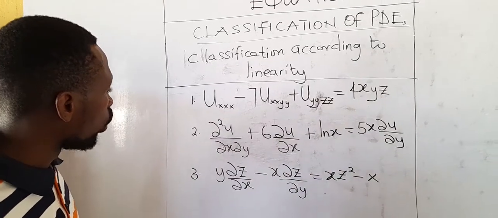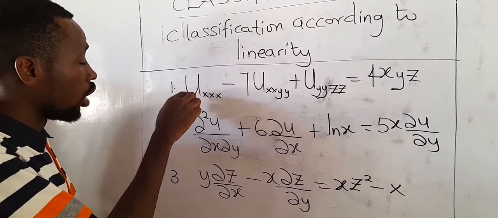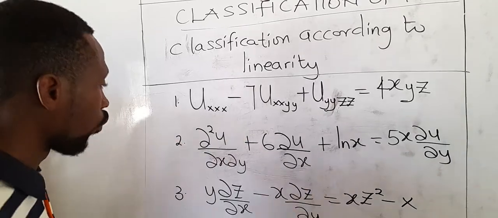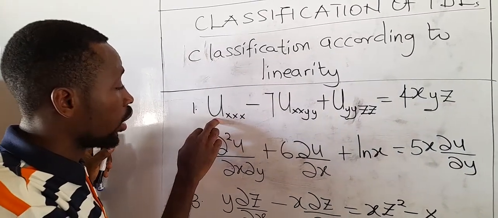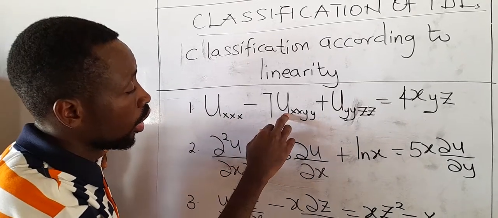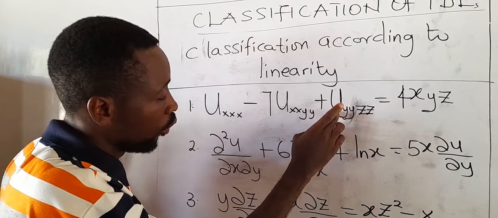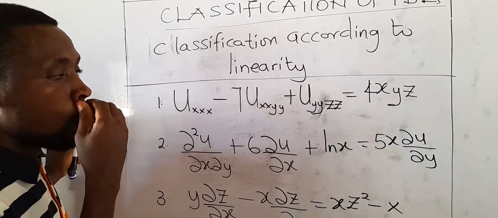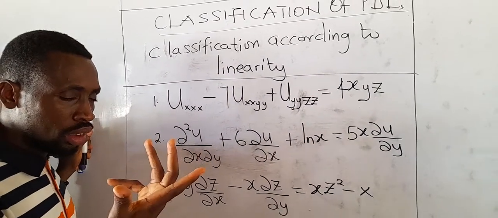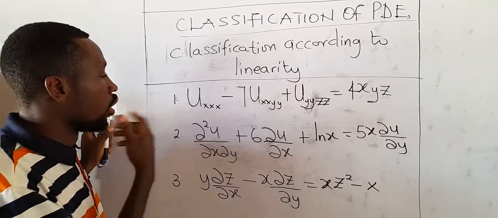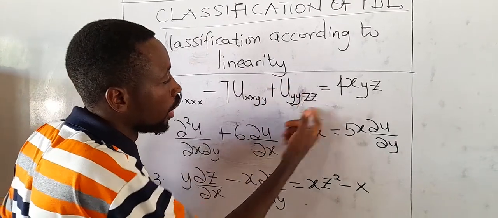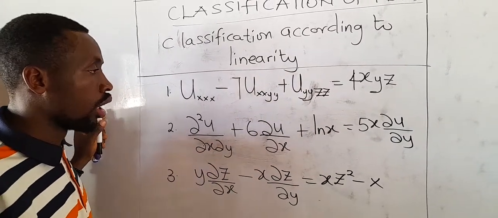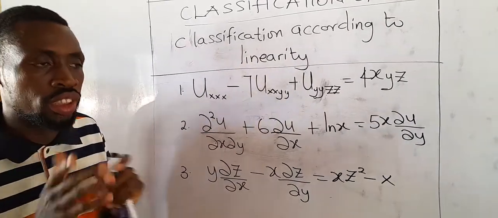Now let's look at this partial differential equation. The dependent variable is u, and the independent variables are x, y, and z. You have to identify that first. This is differentiated with respect to x three times, with respect to x twice, then y twice, z twice, like that. First, let's check whether all the partial derivatives and the dependent variable are of degree one. The degree here is one, here is one, here is one, and there is no dependent variable, only partial derivatives. So that condition is satisfied.